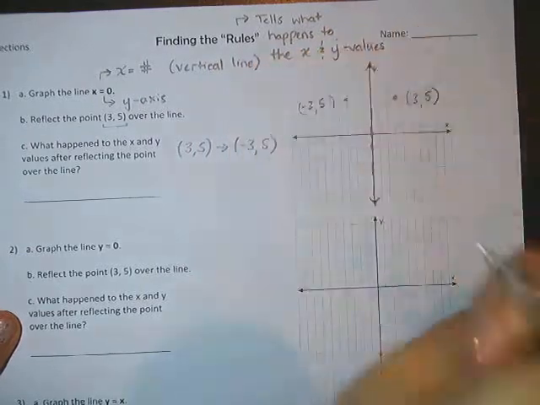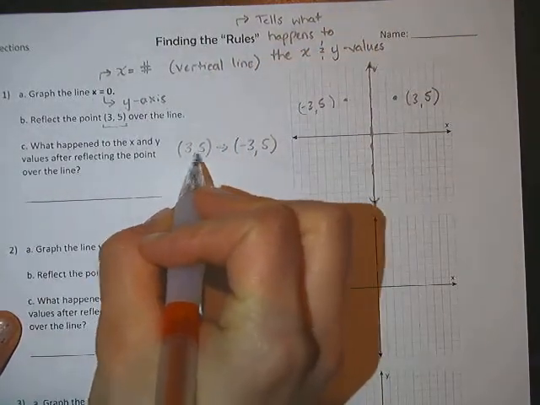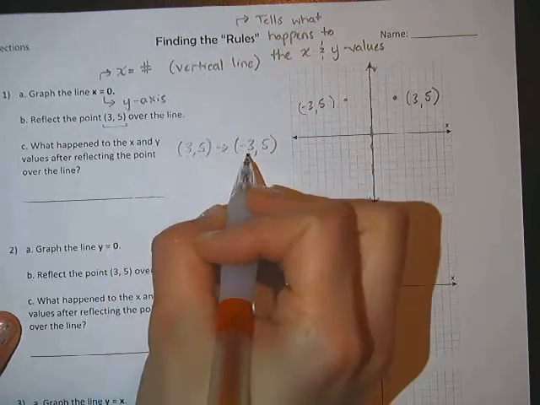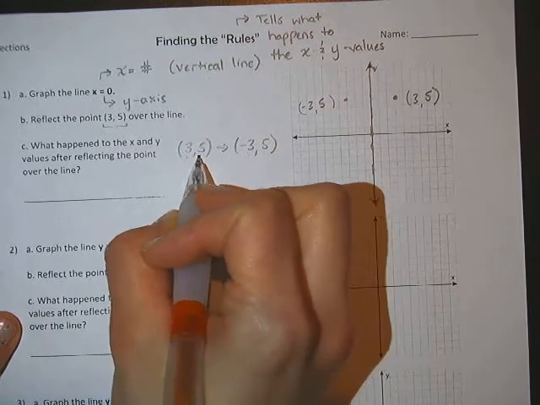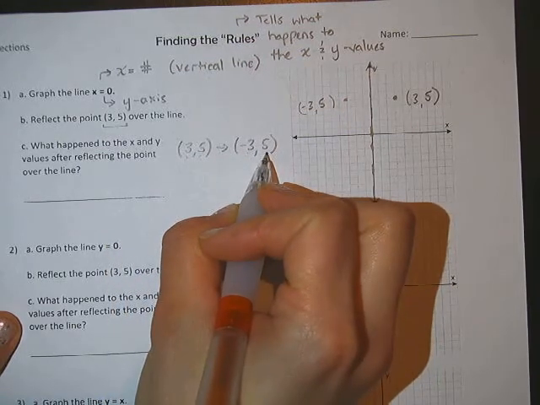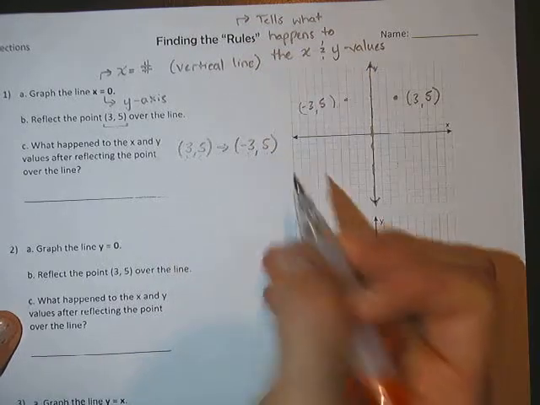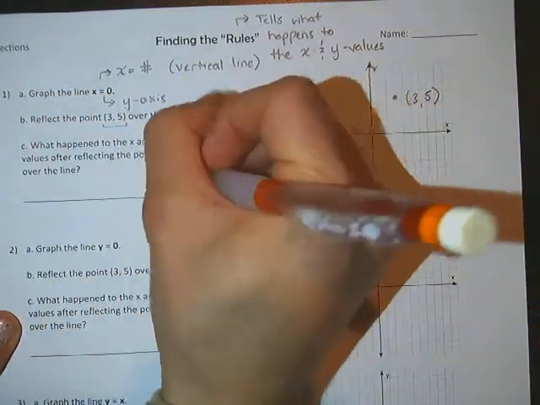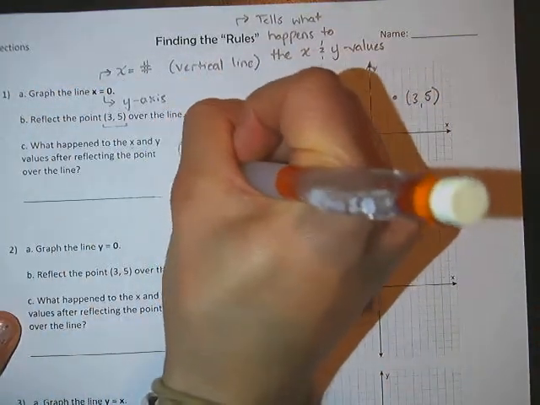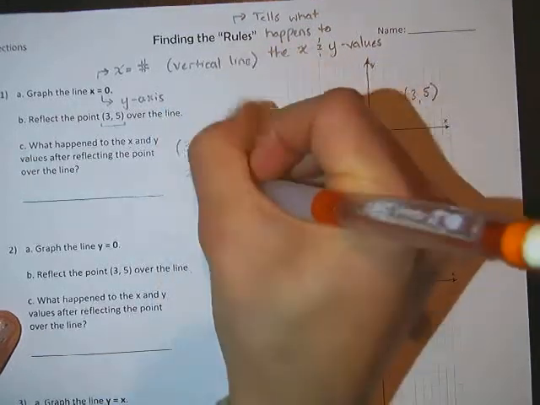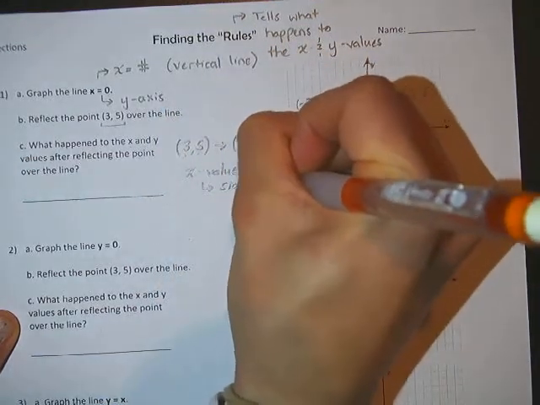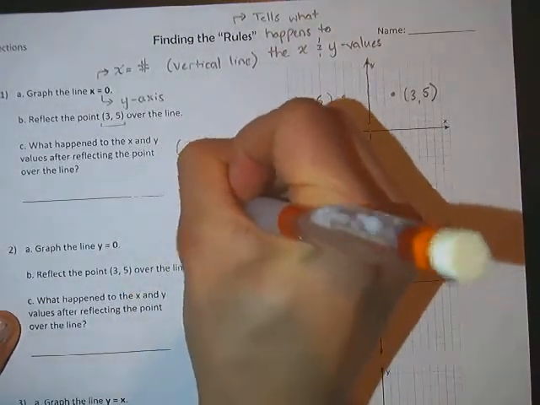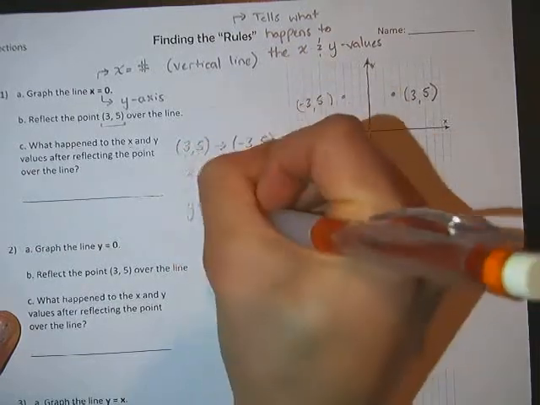I'm going to look at what happened. Originally it was 3, 5, but what happened to your x and y values? Notice the 3 changed sign, and the 5 stayed exactly the way it was. To write the rule, you look at what happened specifically to the x and y values. The x value changed sign, so this sign changed. And then the y value stayed exactly the way it was, so we'll write stayed the same.